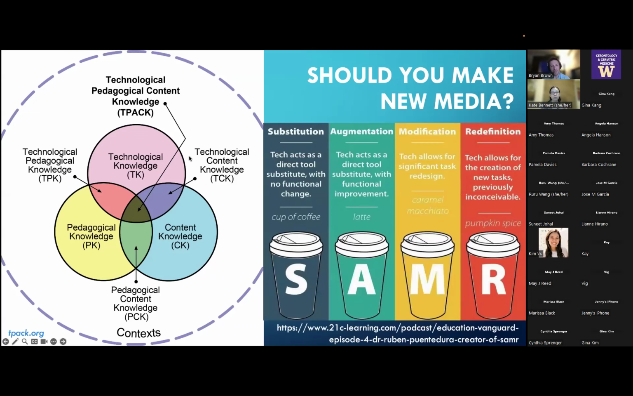There's another really cool model for education technology called the SAMR model. It refers to this: if you're going to use a technology, don't just do it because it's shiny and new. Have a reason for it. What does it actually add? I've seen this metaphor with the pumpkin spice latte. You have just a cup of coffee, and you're just substituting for a cup of coffee you make at home. Then if the coffee shop makes a latte, that's an augmentation of what a cup of coffee is. Then you get the caramel macchiato, which is more of a redesign.